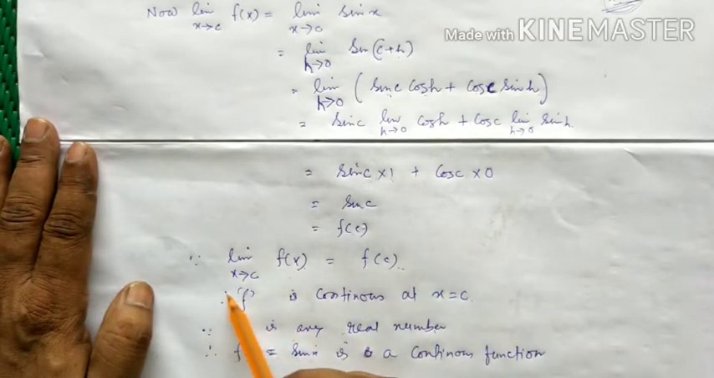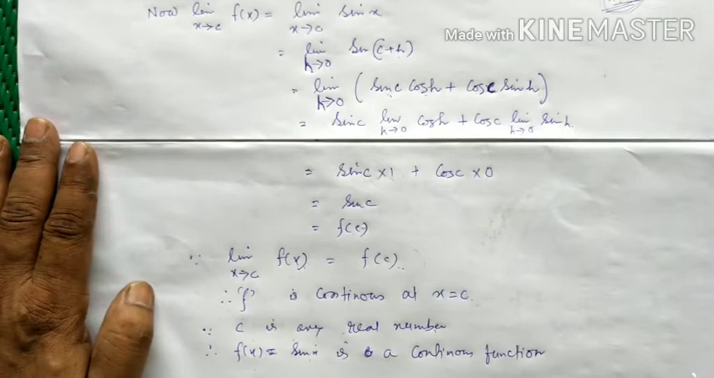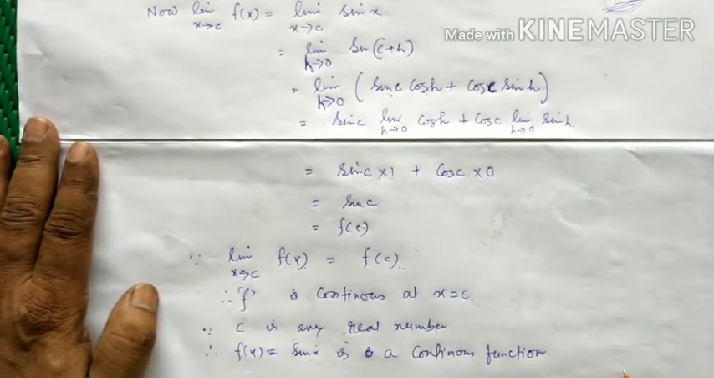So what we conclude is that limit x tends to c, f(x) is equal to what? f(c), and this is the definition of continuity of a function at a point. So f is continuous at x equal to c. But what is c? c is an arbitrary real number, any real number. So we can conclude that f(x) = sin x is a continuous function. Okay, I hope you understand this problem, very easy.